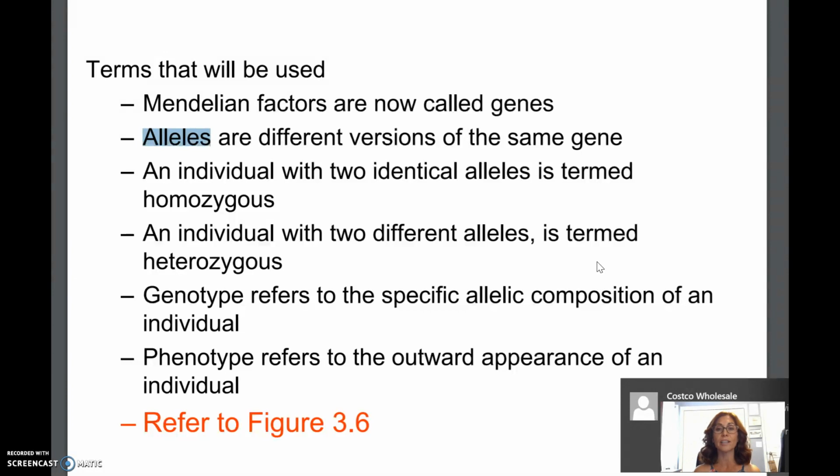An individual that has two identical alleles is homozygous, homo for the same and zygous for occurring. An individual with two different alleles is heterozygous, hetero for opposite. And so when we're determining whether or not an individual is homozygous or heterozygous, what we're referring to is what we call the genotype. The genotype is the composition of alleles that make up the pattern seen in the individual. The phenotype is what you physically see.